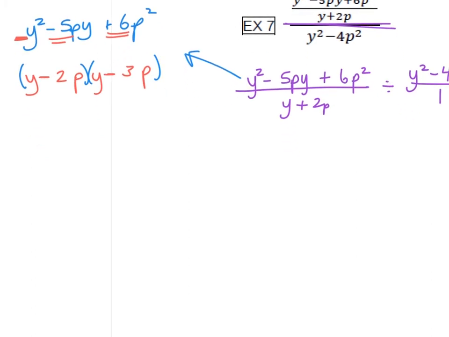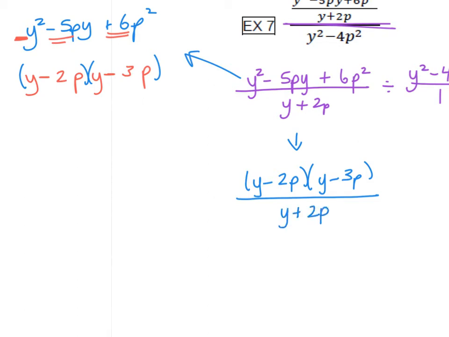So I'm going to go ahead and rewrite the problem. This turns into y minus 2p times y minus 3p over, now this is just two terms. Anytime it's two terms, you want to see if there's a difference of squares pattern or if they have a GCF. Because of the addition, I know it's not difference of squares. And do they have anything in common? They do not. So that's just going to stay as y plus 2p.